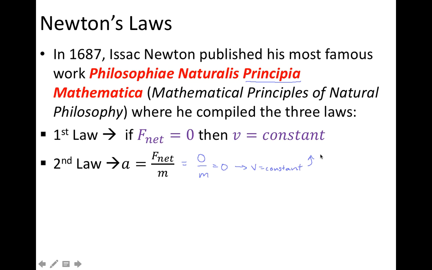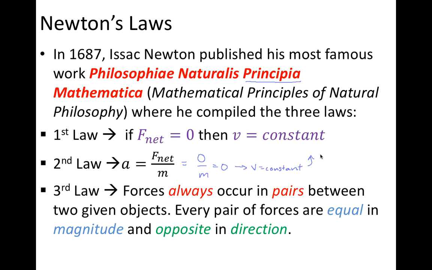His first law talks about this special case where there's no force acting on an object, and so the object experiences zero acceleration and experiences constant velocity. His third law, that we'll get into in a later unit, talks about forces always occurring in pairs. So whenever there's a force of one object on another, the second object always exerts a force back on the first object. Forces always occur in pairs, and these pairs are always equal in magnitude and opposite in direction.